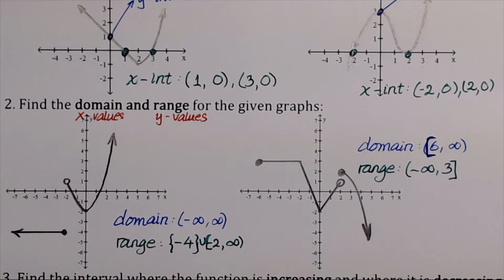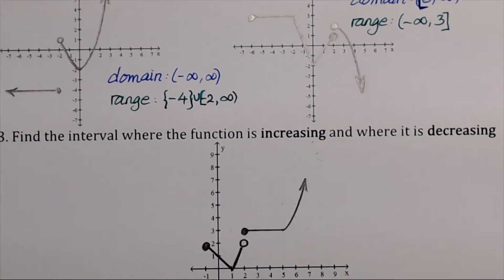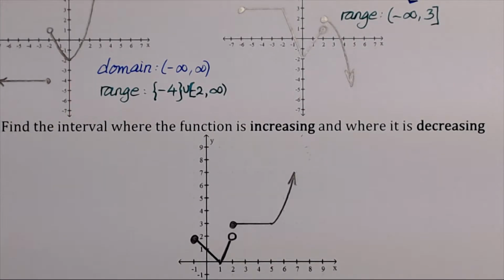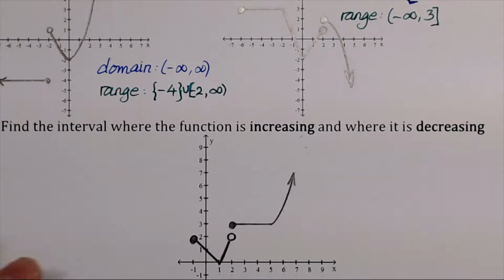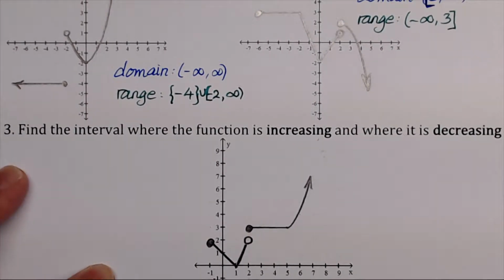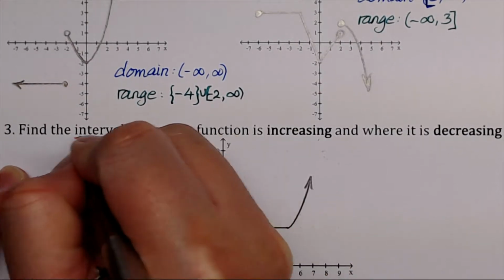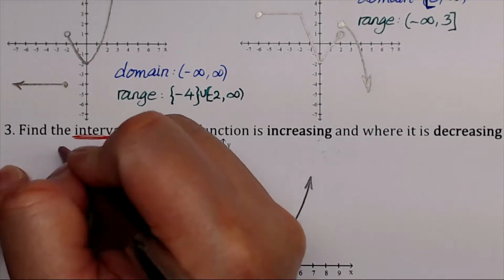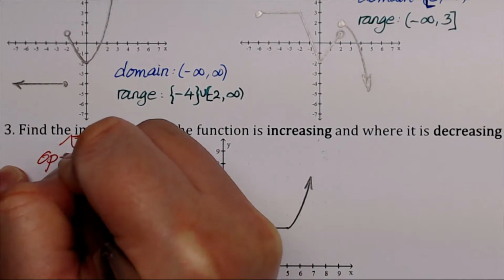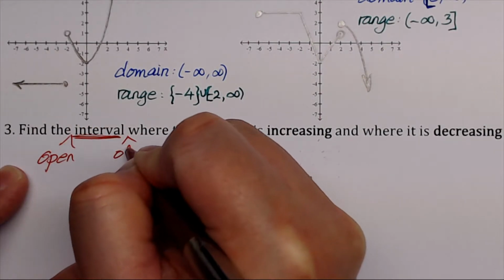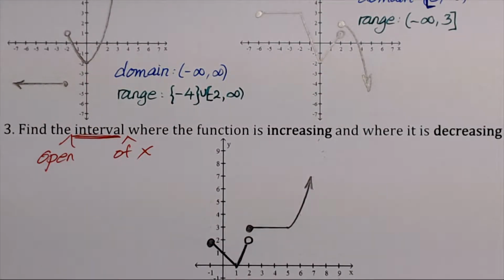The next part of the question is about increasing or decreasing. Whenever we do this, we write the interval, and the interval here, more precisely, must be an open interval of x. So an open interval of x, so we only write x values. So first let's look at where it is increasing.